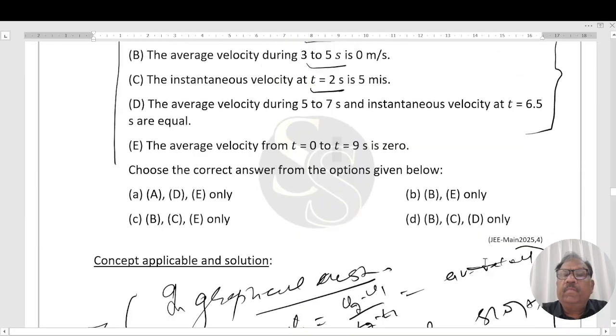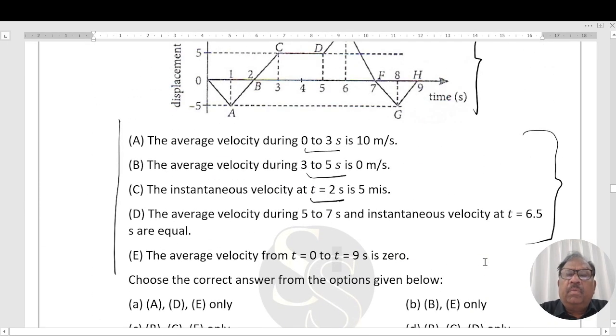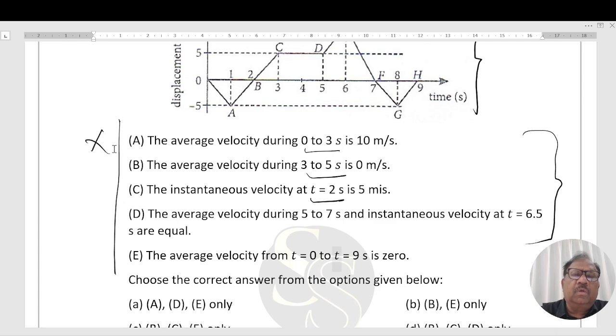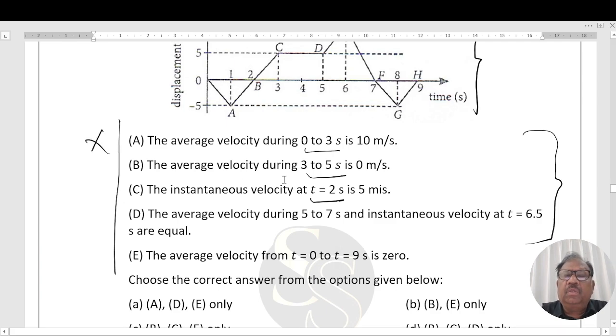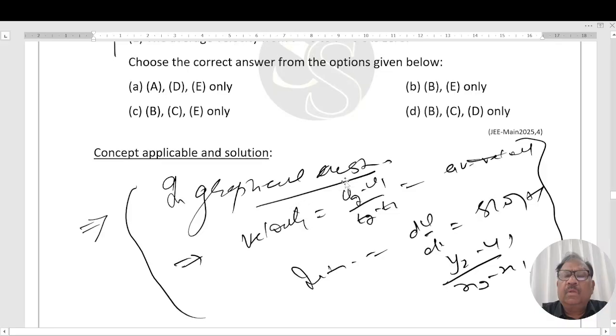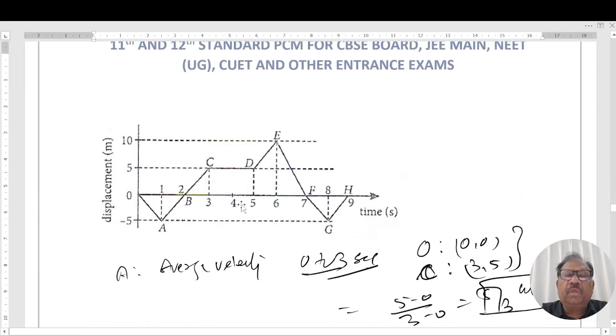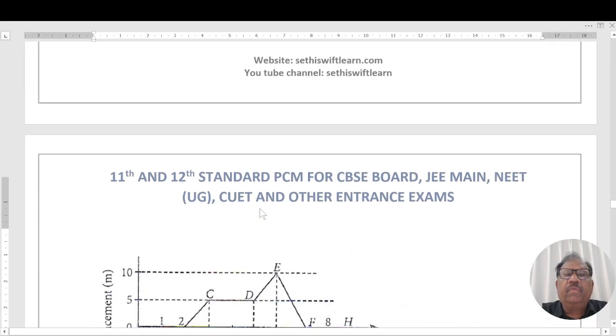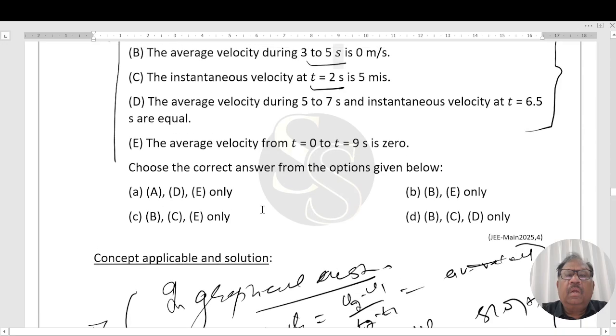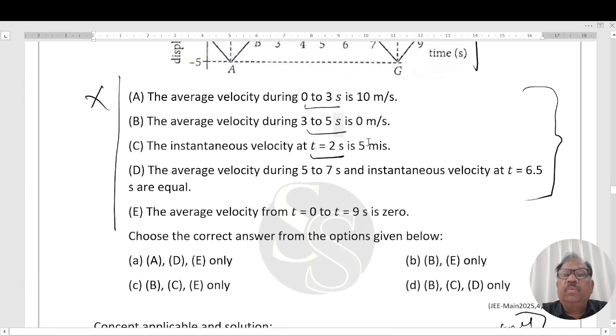What they are saying is 10 meter per second, so this is wrong. A is not correct. Next, the average velocity from 3 to 5 seconds is 0 meter per second.